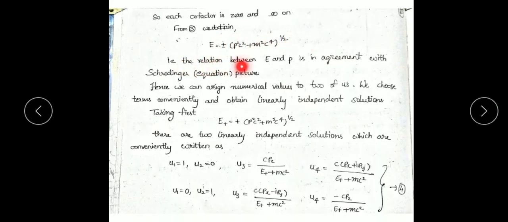That is, the relation between E and p is in agreement with the Schrödinger picture. Hence we can assign numerical values to the u's. So we choose terms conveniently and obtain linearly independent solutions, taking first the plus or minus energy. So first, if we take plus, there are two linearly independent solutions which are conveniently written as.